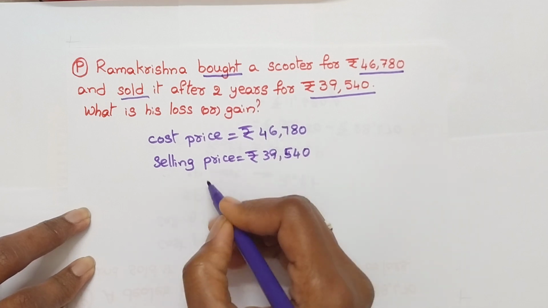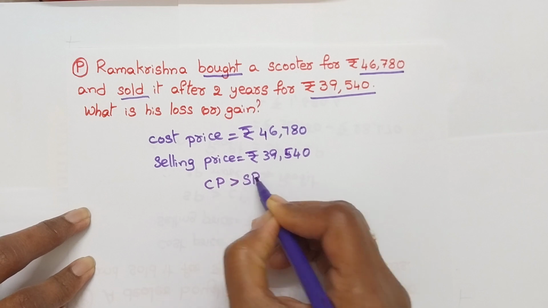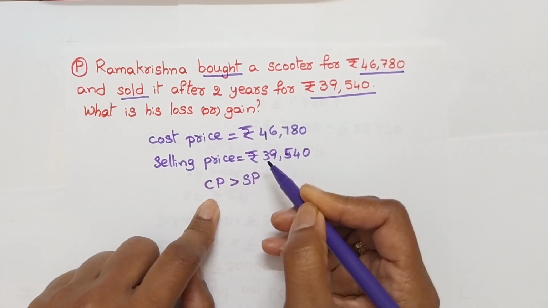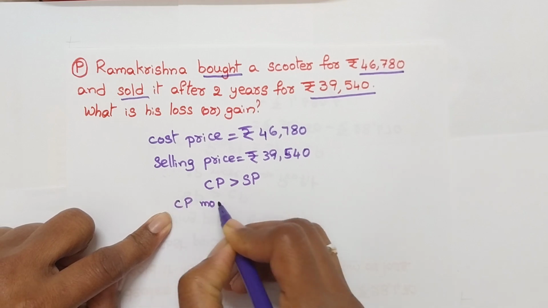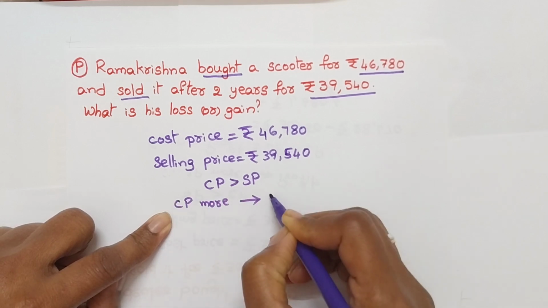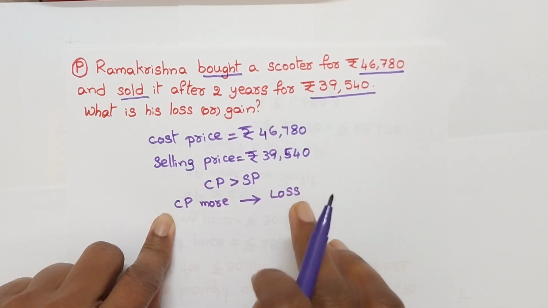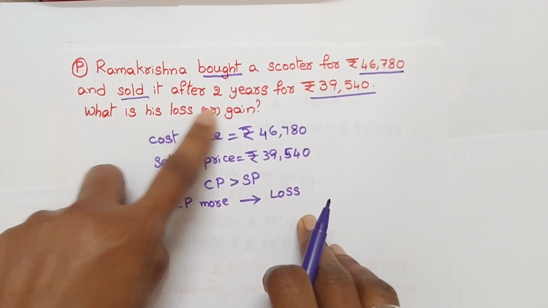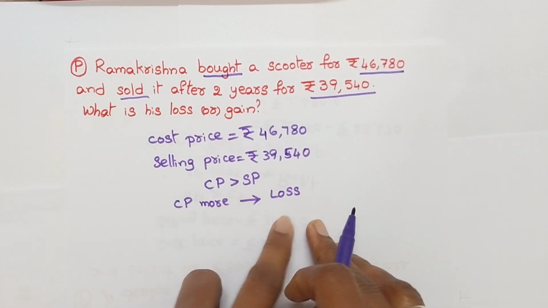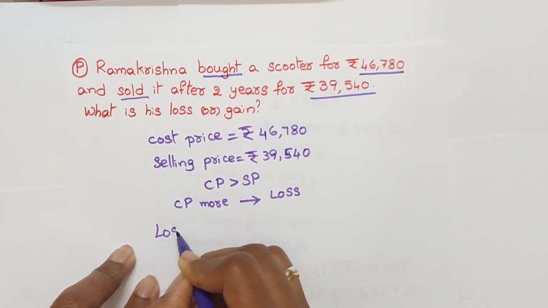So cost price is greater than selling price. Cost price more implies loss. If cost price is more, the result will be loss. So what is it, loss or gain? He is getting a loss. So we need to find out the value of loss.